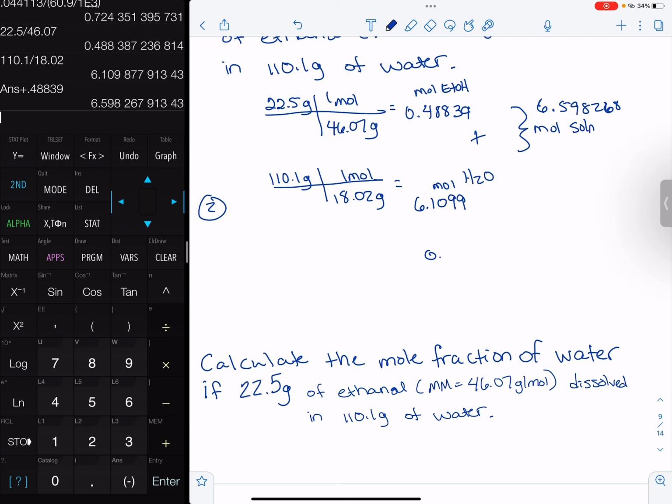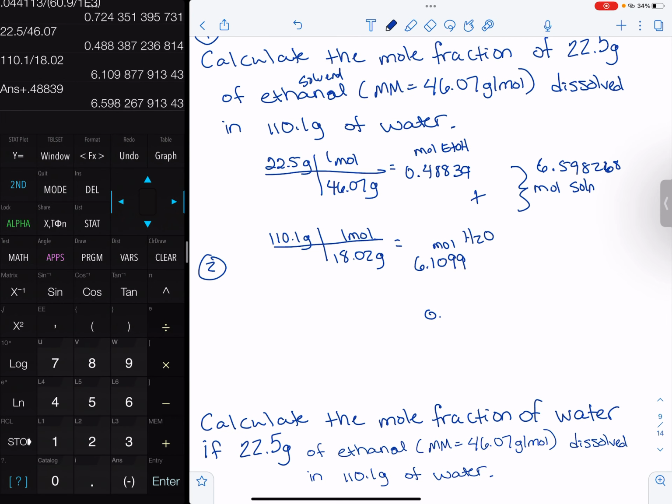All right, so then I just have to do my final bit, which is doing moles of whichever one is asking about. So the first one's asking me about mole fraction of ethanol, so they want me to find this. E2OH is an abbreviation for ethanol. We use it often. 0.48839, that's moles of E2OH, and then over 6.598268 moles of solution. So 0.48839 divided by 6.598268.